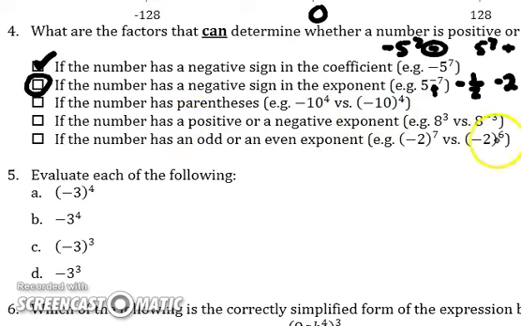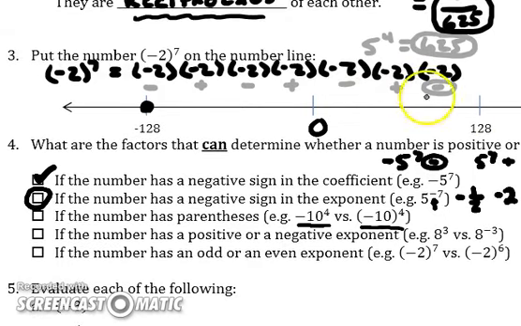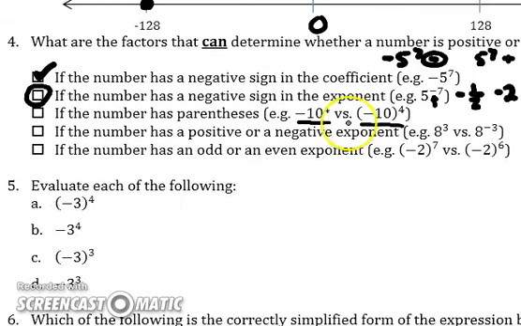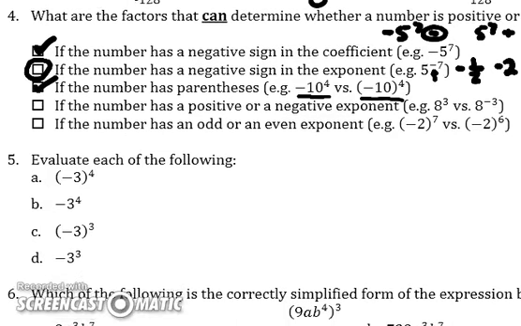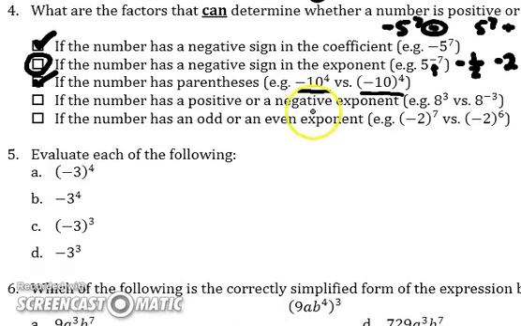If the number is in parentheses, well, we just saw that. This is going to be a negative 10,000, and this is going to be a positive 10,000. You can expand it out, kind of like what we did with number 3. If you expand it out, that's going to be negative, and this is going to be positive. So this can affect what sign we have. The number has a positive or a negative exponent. Again, we just talked about that. Same situation as up here. This same situation applies.